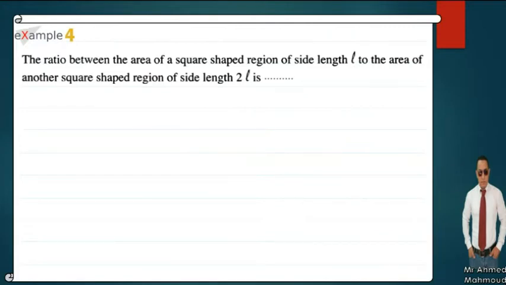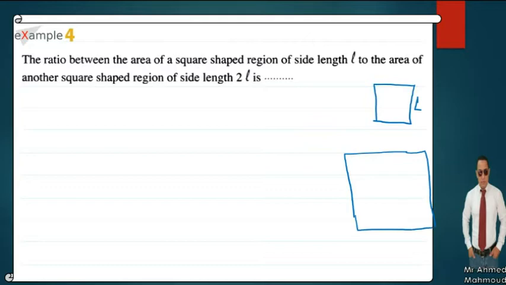The ratio between the area of a square-shaped region of side L to the area of another square-shaped region of side 2L. Okay, the first square like this, its side length equals L. The second square like this, its side length equals 2L.